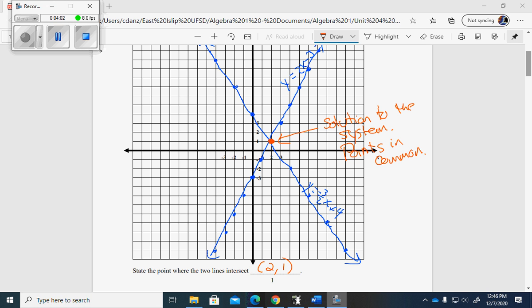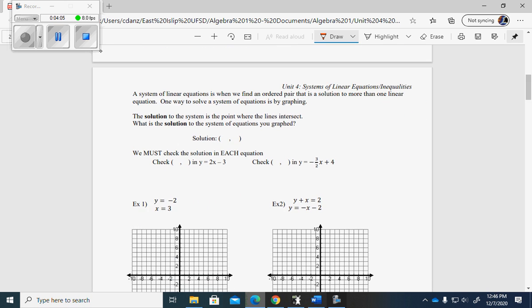So on the next page is where they have us do the checks. This just tells you what I told you about a system, and that the solution is the point of intersection. So we're going to be checking the point (2, 1) in the first equation. This is your x value, and that's your y value. So 1 equals 2 times 2 minus 3. Does 1 equal 4 minus 3? It sure does. 1 equals 1. So the point (2, 1) is definitely on this first line.